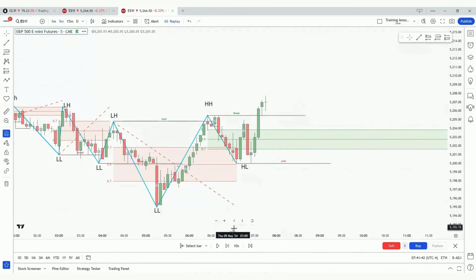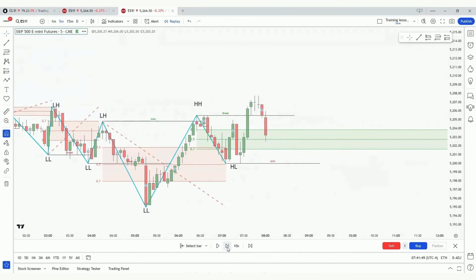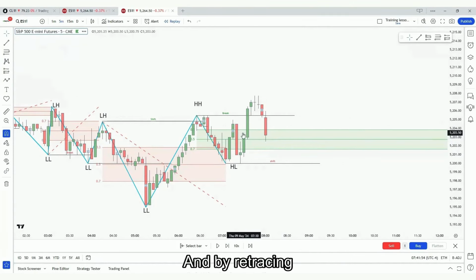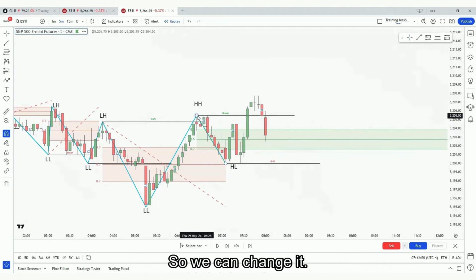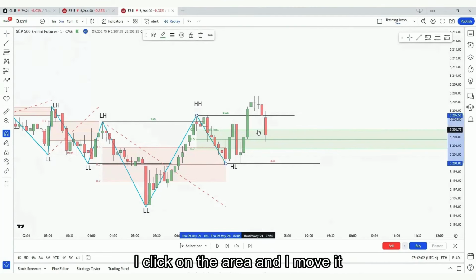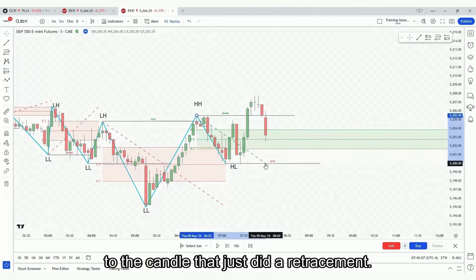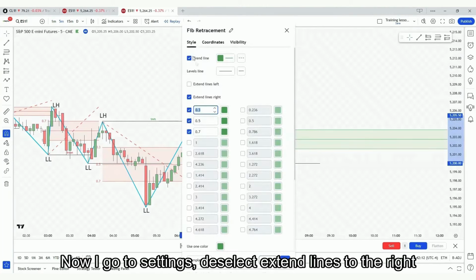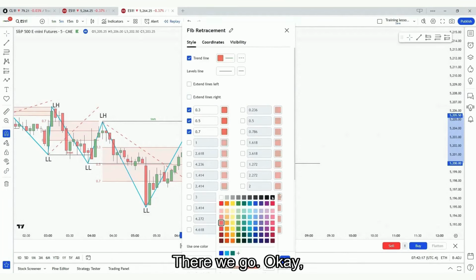Now let's see. That's not a close. This is a real close. And we are retracing back into the 50% of this magnetic area. And by retracing to the 50%, it means the area is no longer magnetic. So we can change it. I click on the area and I move it to the candle that just did the retracement. Now I go to settings, deselect extend lines to the right, and I change the color into red. There we go.